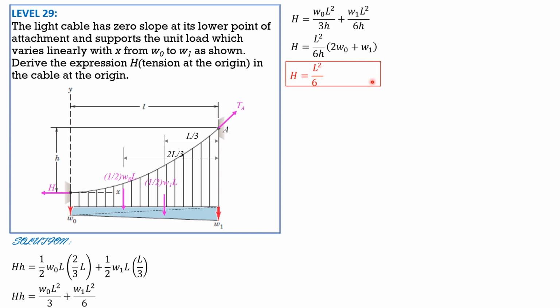Let's make it simple: L squared over 6h times 2W0 plus W1. Although the original answer here is different in shape from the author's answer, if you simplify the author's answer, it will lead to this simpler answer.